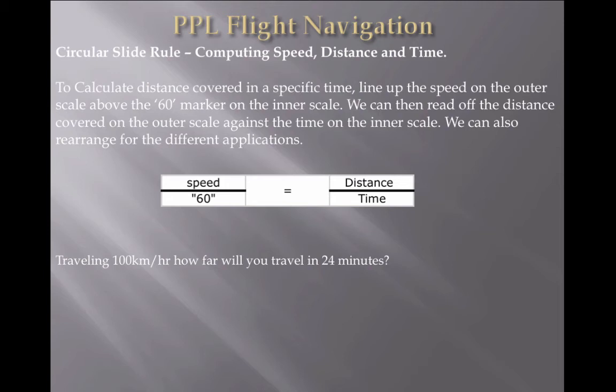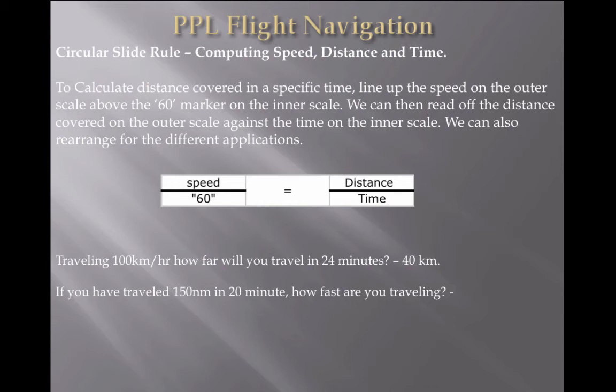Follow the equations on the screen. Line up your base 60 pointer, the arrow, and we know that that's 100. So we line those two up. And then we know the time, so we need to read the time on the inner scale, because distance and speed are always on the outer scales, time is always on the inner scale. So we line up time, and we take our 24, and we look up, and there's our distance. 40 kilometers. Excellent. Let's do another one.